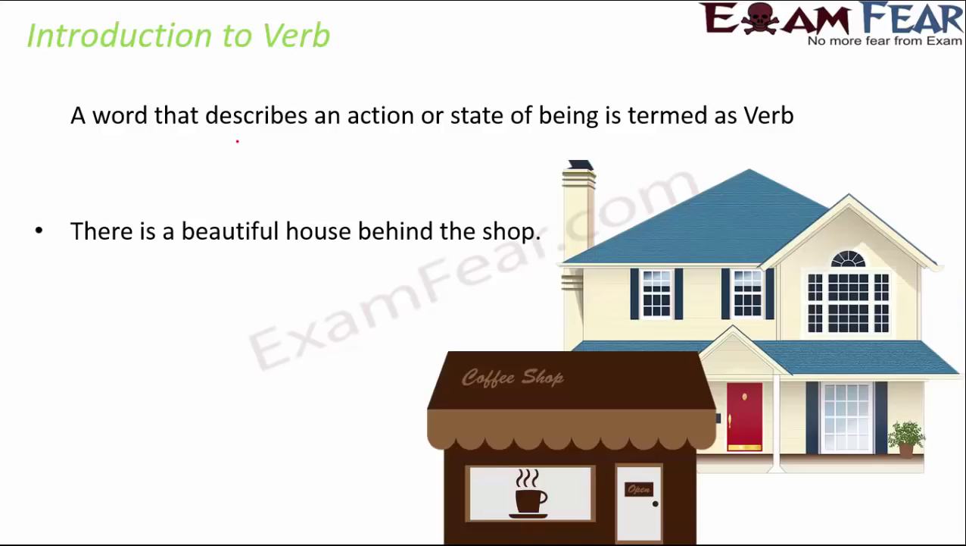One more example. There is a beautiful house behind the shop. Again in this sentence we are not talking about any action, but we are talking about a state of being, something which already exists. And what is it? It is a beautiful house which is there behind the shop. So is is the verb which tells us that this beautiful house behind the shop exists, right? So is is a verb here.